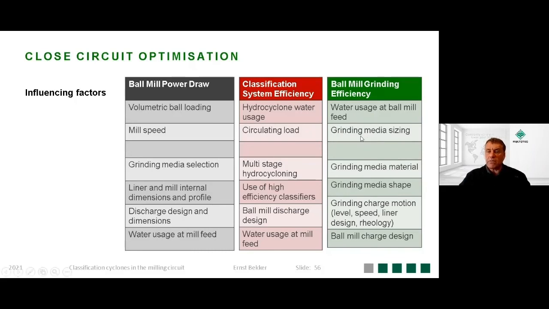Water usage, grinding media material, shape, motion, as the last factor. The point on this slide is that if you want to optimize your mill circuit, the cyclone is only a small area to focus on. Most of the work and most of the factors that will have impact relate to the mill itself. However, sometimes people think we will make a quick change around the cyclone and it's going to solve our problem.